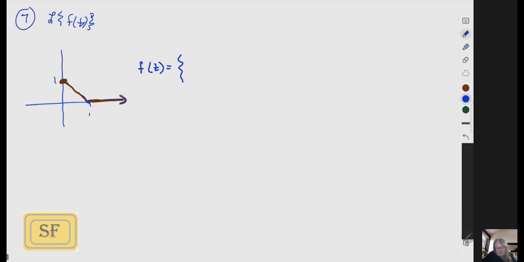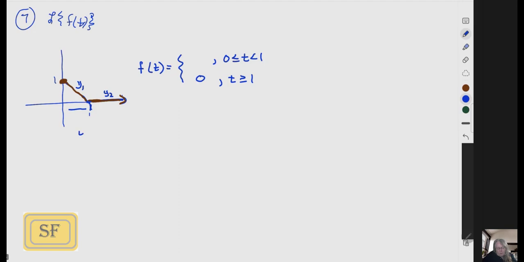So we have one line, I'll call it y1, that's defined from t equals 0 to t equals 1. And then after that, this is y2. We'll say y2 is 0 when t is greater than or equal to 1.